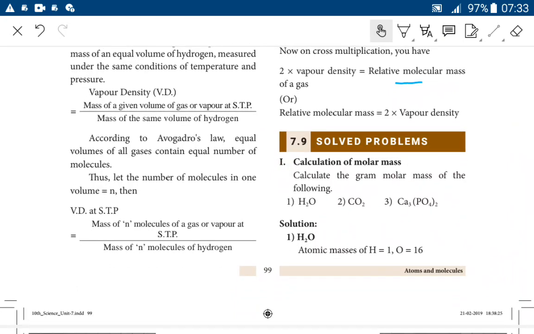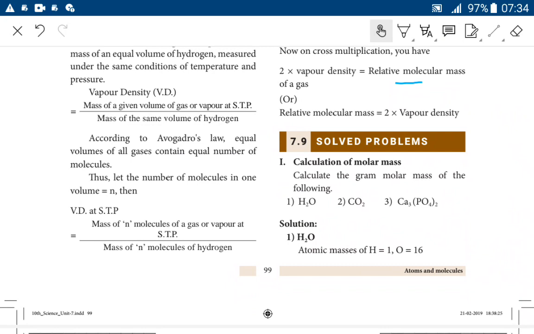That is already learned. V means volume of gas, N means number of molecules, and proportional means directly proportional. When volume increases, the number of molecules also increases, and when volume decreases, the number of molecules also decreases. So now vapor density at standard temperature and pressure, at the next step.